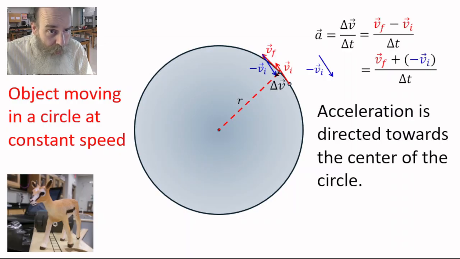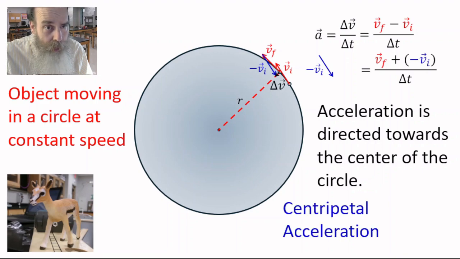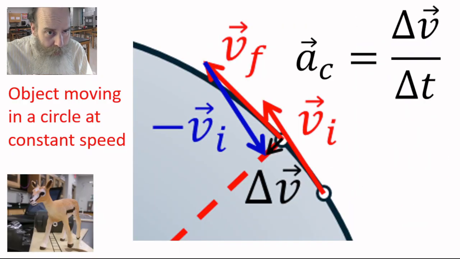So what we see here is that the acceleration is directed towards the center of the circle. And it's called centripetal acceleration, or AC. Let's look at that close up. There's our v final. We added it to negative v initial, and here's the delta v, directed towards the center of the circle.